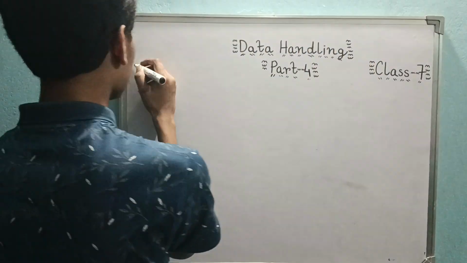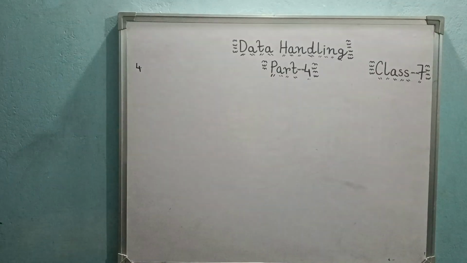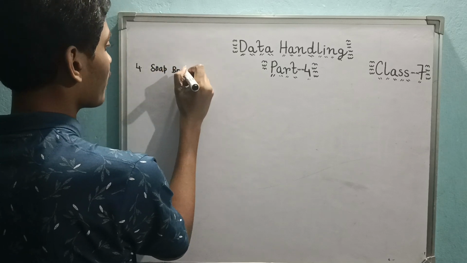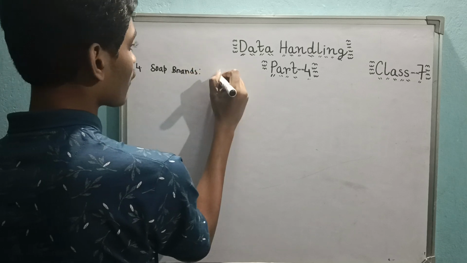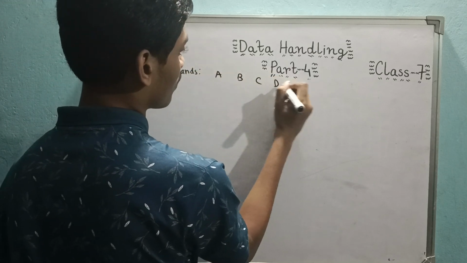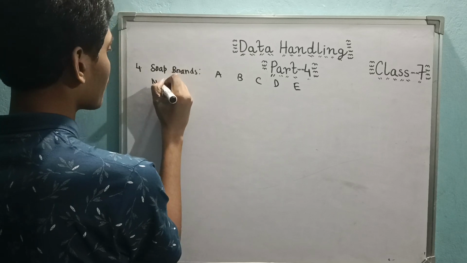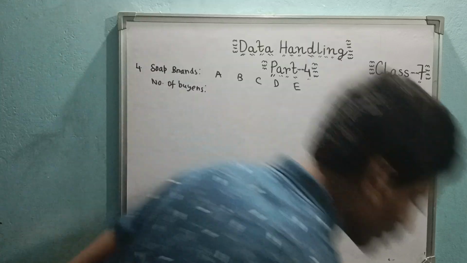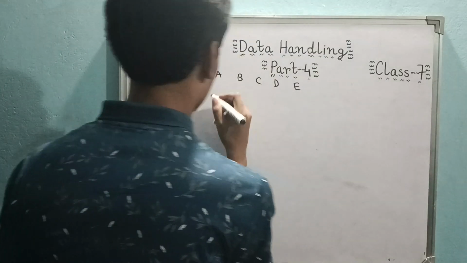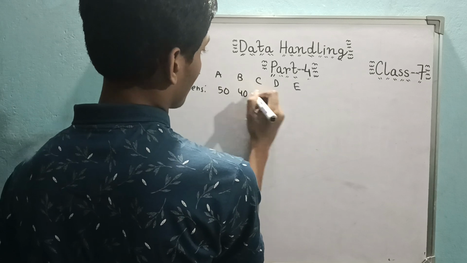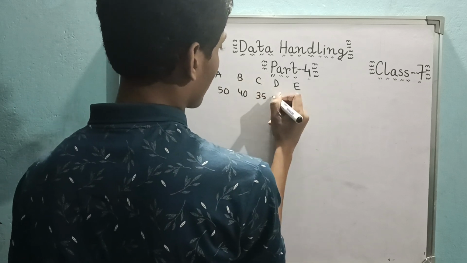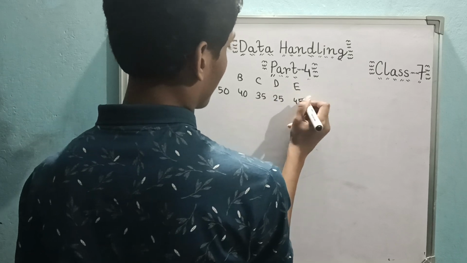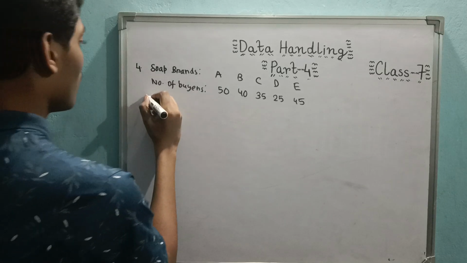So here I have a table given to me. Some soap brands are there. Soap brand names are not professional names. They're just named like this: A, B, C, D, E. And just below it, number of buyers. Number of buyers is 50, 40, 35, 25, 45. Form a bar graph.